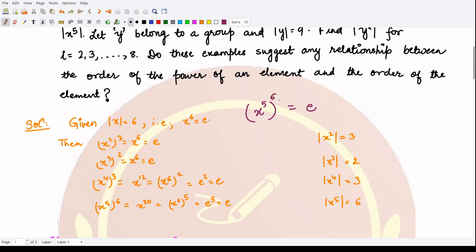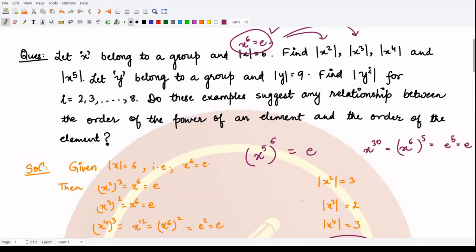What about 6? On 6, you get x raised to power 30, and 30 is a multiple of 6. So you can write it as x raised to power 6, all raised to power 5, correct? Hence it becomes e raised to power 5, which is again e. Hence in this case you obtain the identity, so the order of x raised to power 5 is 6. Correct. So this is one part of the question.